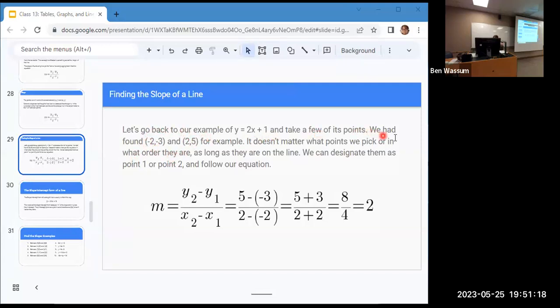Now, it doesn't matter what points you pick on the line, or in what order they are, as long as they're on the line. It doesn't matter which one you work as point 1, which one is point 2, does not matter. You will always get the right answer for the slope as long as you keep it straight. And what I mean by keeping it straight is noticing that y2 is over x2 and y1 is over x1. If I lead with one point here, I have to lead with that same point down here. As long as you keep it straight, you are good.